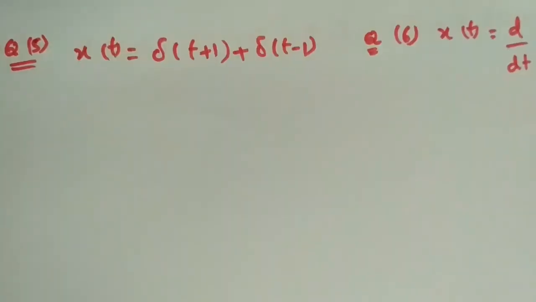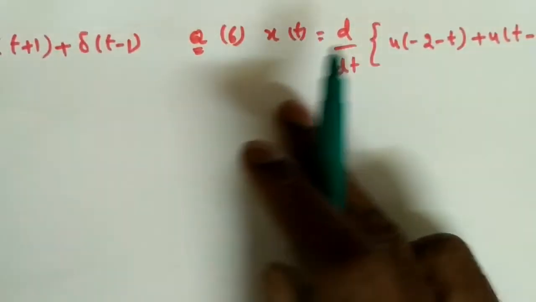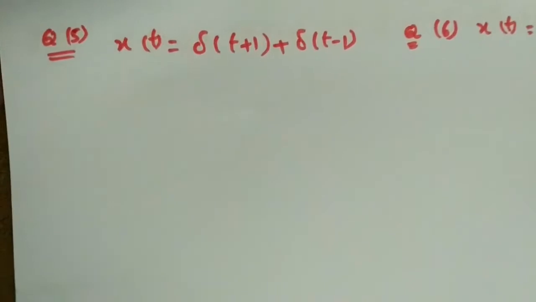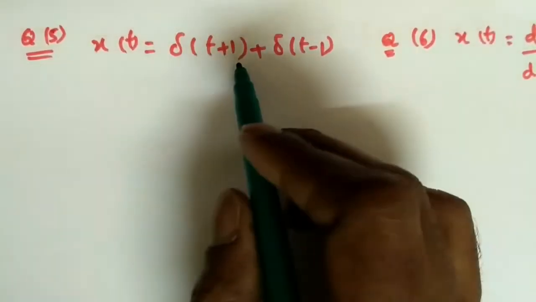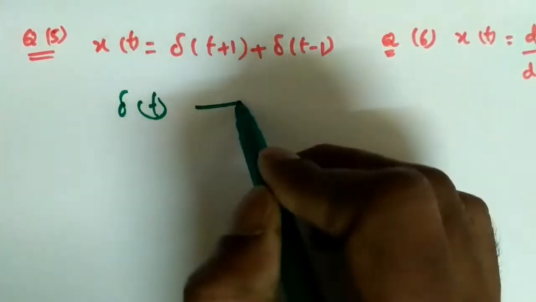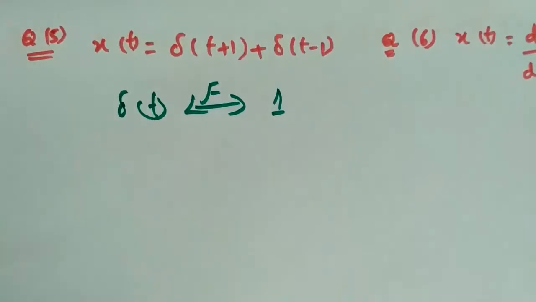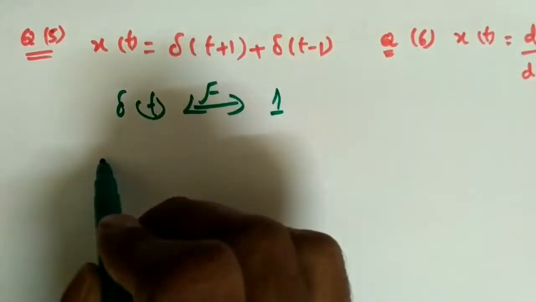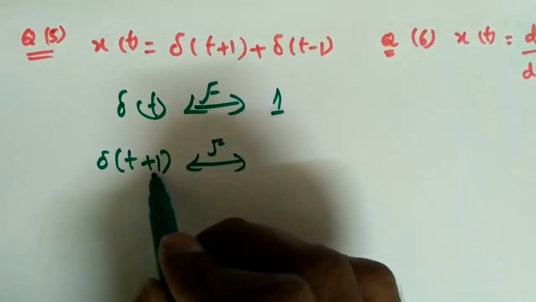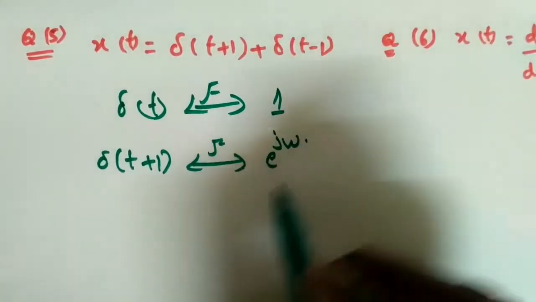Now, two more questions. One is, again, time shifting. So, one more using differentiation and the shifting version also. Now, here x of t is given as delta t plus 1 plus delta t minus 1. We know what the Fourier transform of delta t is: it is simply 1, right? We have seen in the previous lectures. Now, delta t plus 1 is the time-shifted, advanced version. So plus means we will get plus, that is e power j omega into 1.